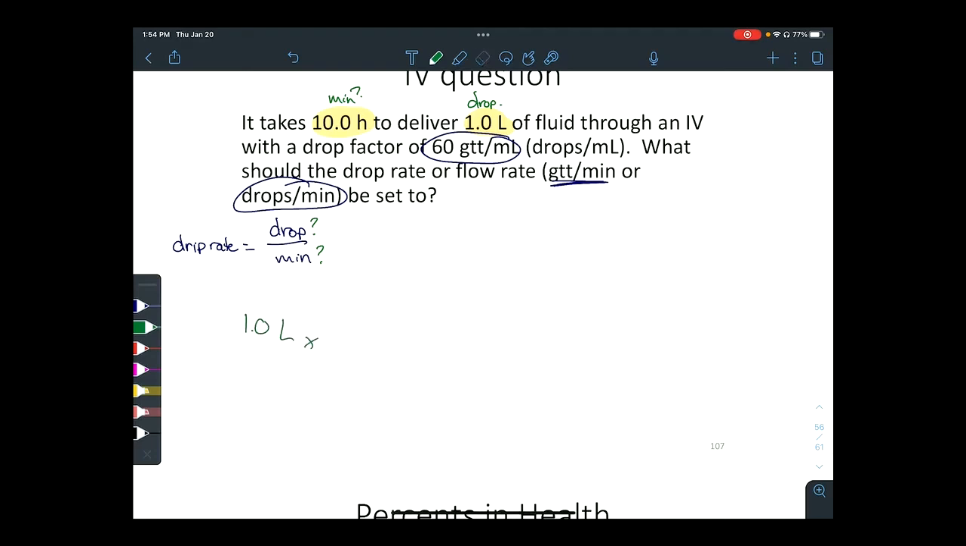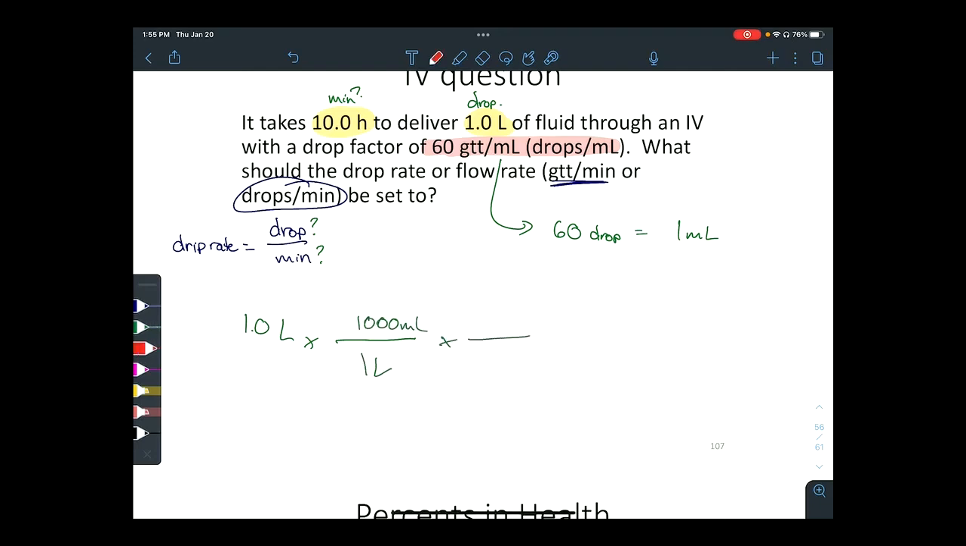So let's look at some of these values that they gave us. So 60 GTT per milliliter. If we change that to an equality, GTT per milliliter, that means there's 60 drops, or GTT, equal to what? 1 milliliter. So the thing that's in the denominator gets that inferred 1. So this allows us to go from a volume to number of drops. We're starting with a volume, but unfortunately it's in liters, but that's okay. We know a prefix to help us go from liters to milliliters. How many milliliters are in a liter? 1,000. So 1 liter, 1,000 milliliters.